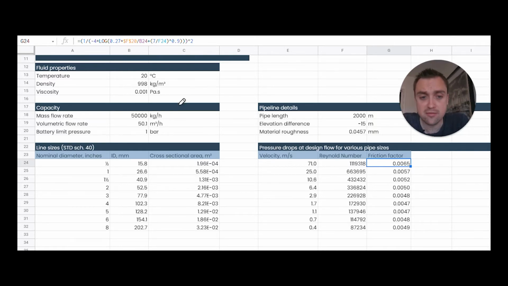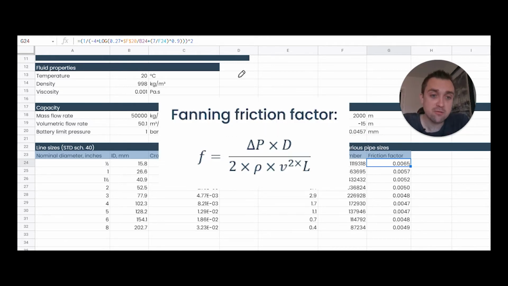And we've already got enough values over here to calculate the friction factor. That material roughness that I spoke about earlier, that's going to come into play here. We're using the Fanning friction factor as opposed to the Darcy friction factor. They're the same thing. One is four times the other.